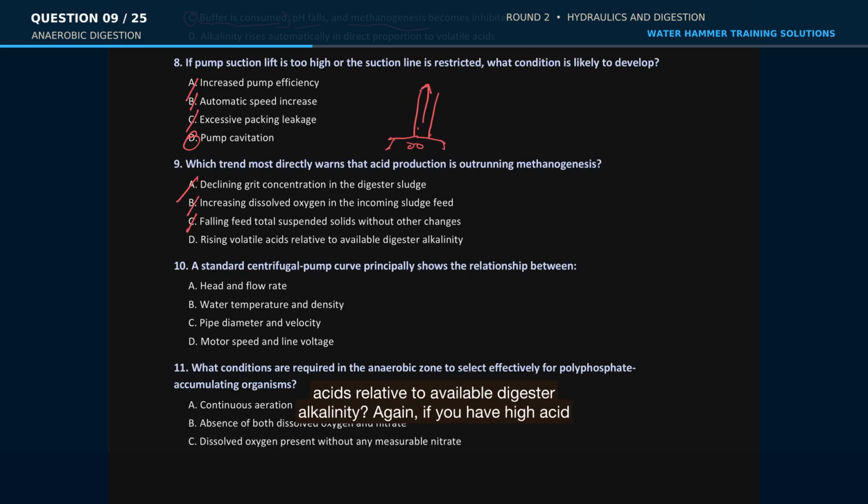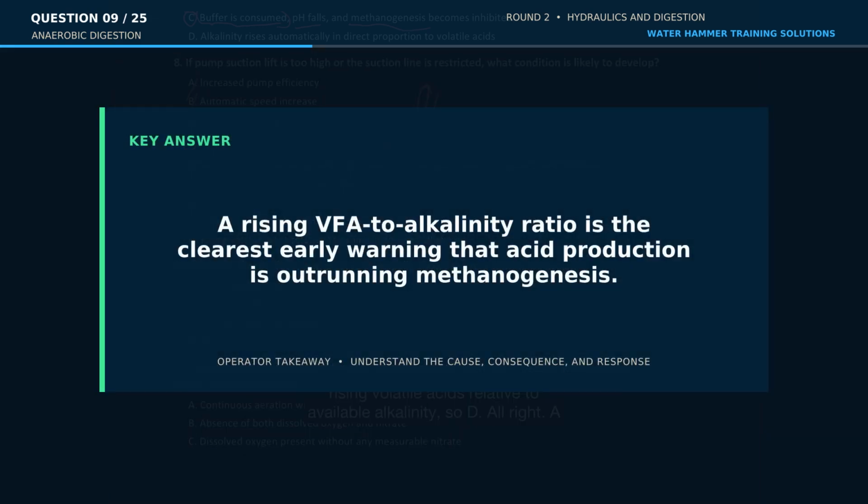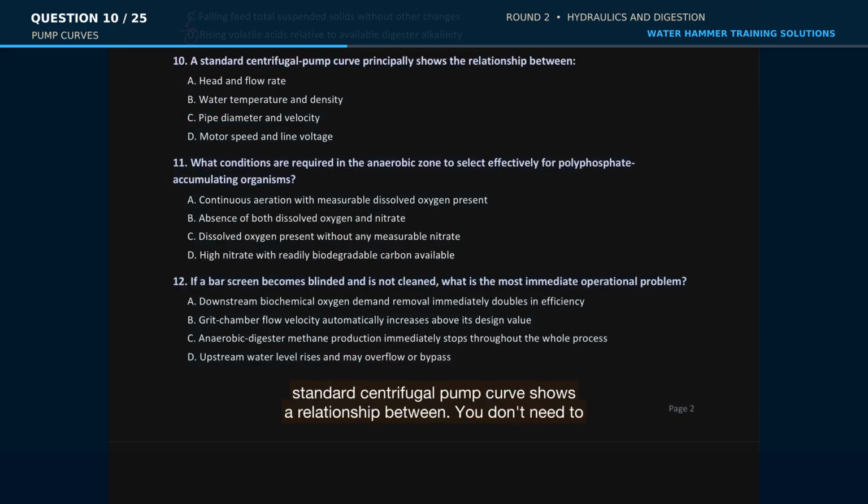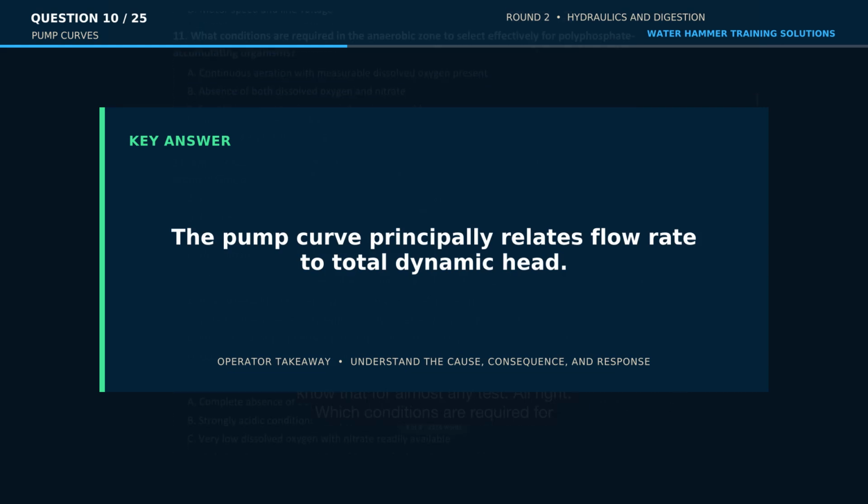Again, if you have high acid production, that means you're probably feeding too much, because acid production happens earlier on. That means that there's going to be more food available. You think about your stomach. Once you have food available, your stomach will produce acids to break down those foods. So yeah, and if the rising volatile acids relative to available alkalinity. So D. All right. A standard centrifugal pump curve shows a relationship between, you don't need to know that for almost any test. All right.